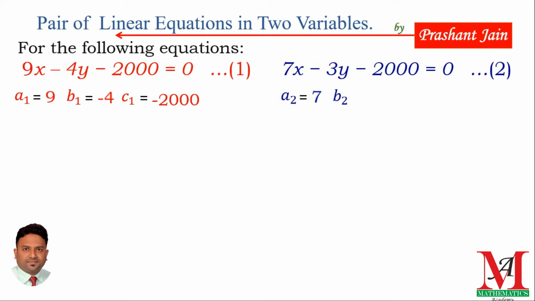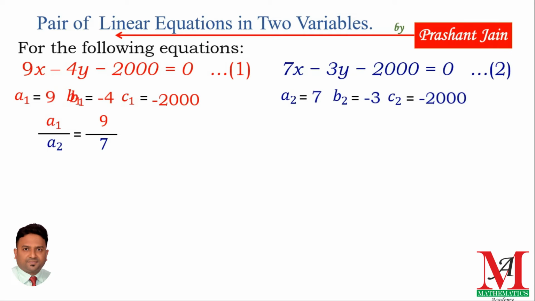b2 is the coefficient of y, that is minus 3, and c2 is the constant term, minus 2000. Now let us see whether the solutions are consistent or inconsistent, unique solution, any solution or no solution, before proceeding with the cross multiplication method, for which we require a1 upon a2. The value of a1 is 9 and the value of a2 is 7, so the ratio becomes 9 upon 7.